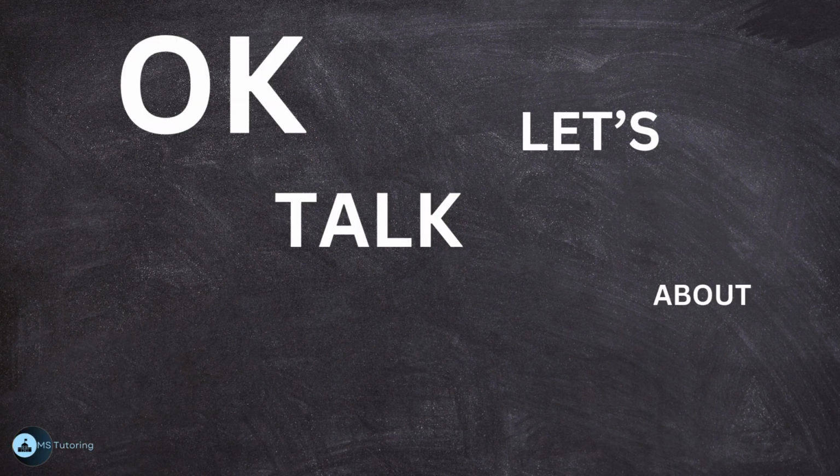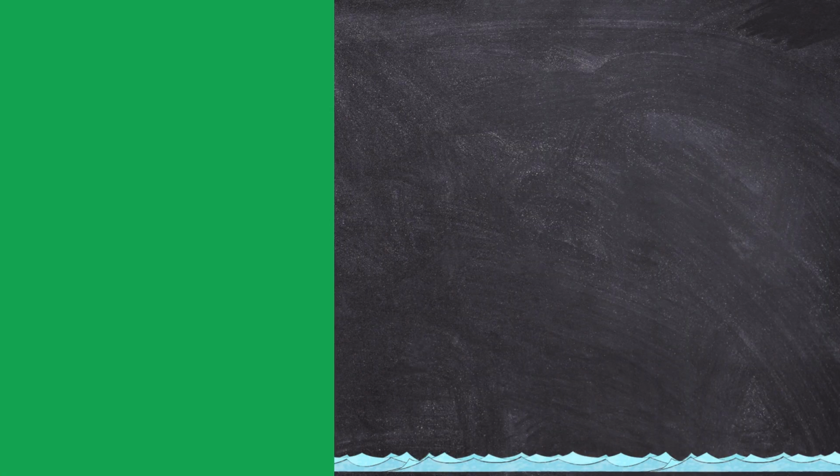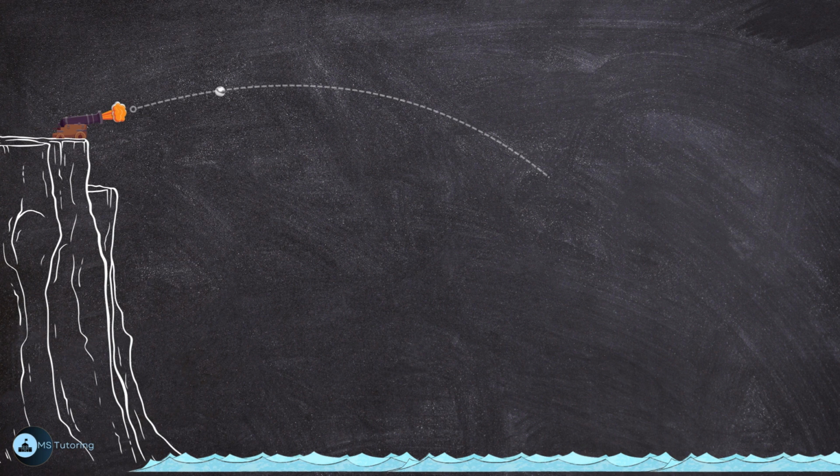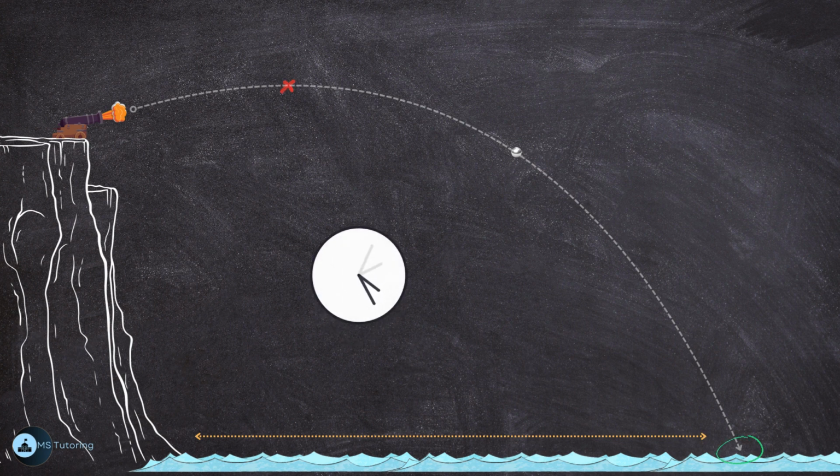Okay, let's talk about projectile motion. Projectile motion is often considered by IB and A-level students as one of the hardest topics in physics, in part because there are so many different questions that can be asked about the trajectory of the projectile.